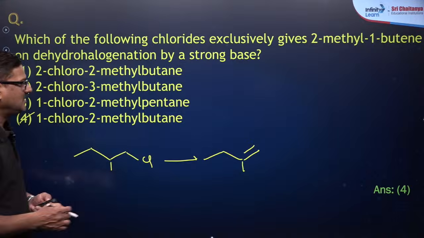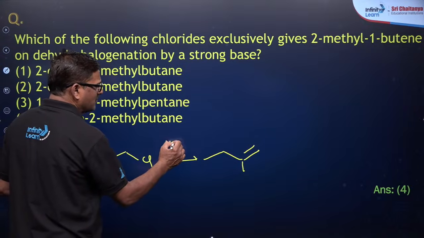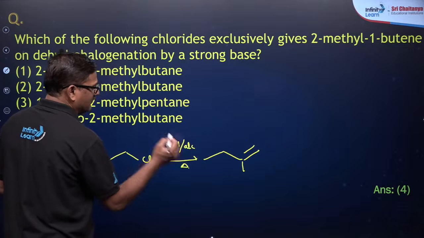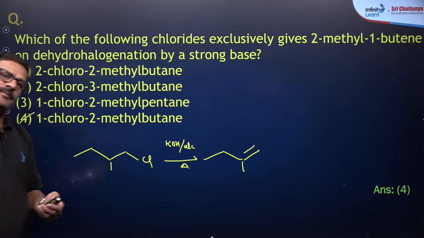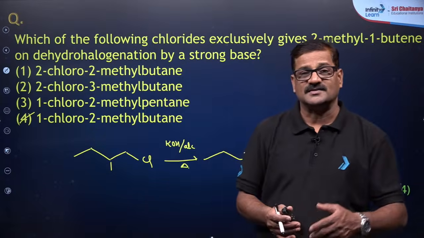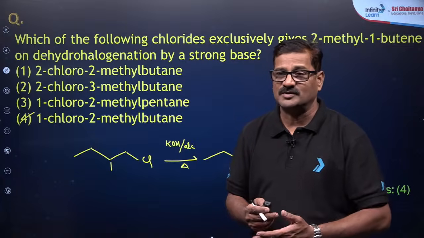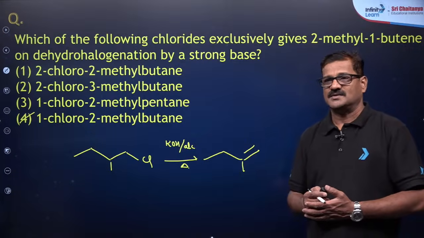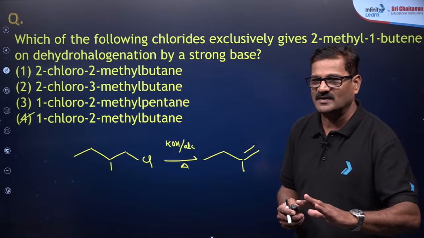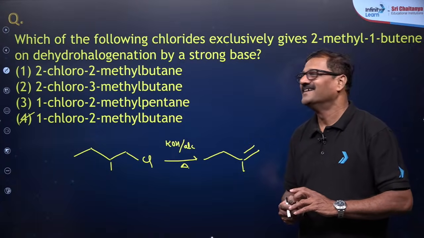Any doubt? Any base can be used. You can use potassium hydroxide in alcohol and heat it. And sodium ethoxide in the presence of ethanol can be used. Potassium tertiary butoxide in the presence of tertiary butyl alcohol can be used. So, never bother about the reagents. Okay. Right, DD. Okay, thank you.